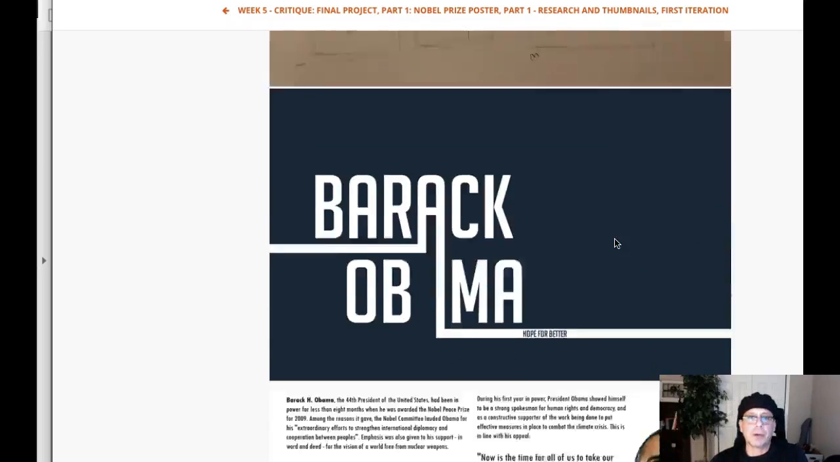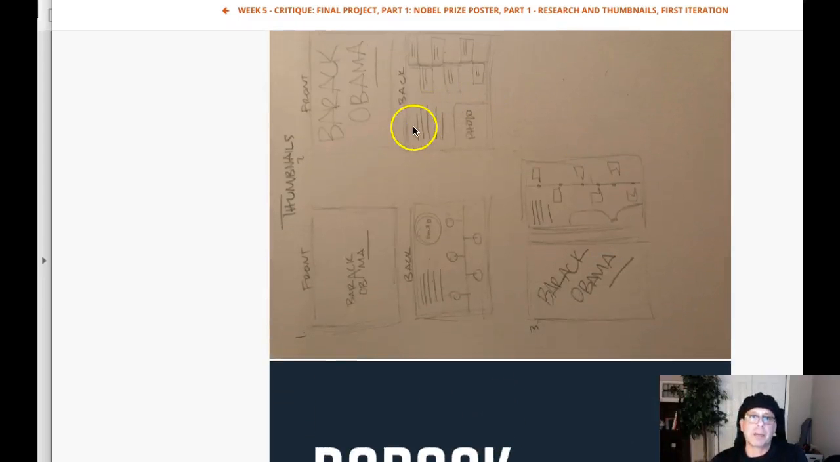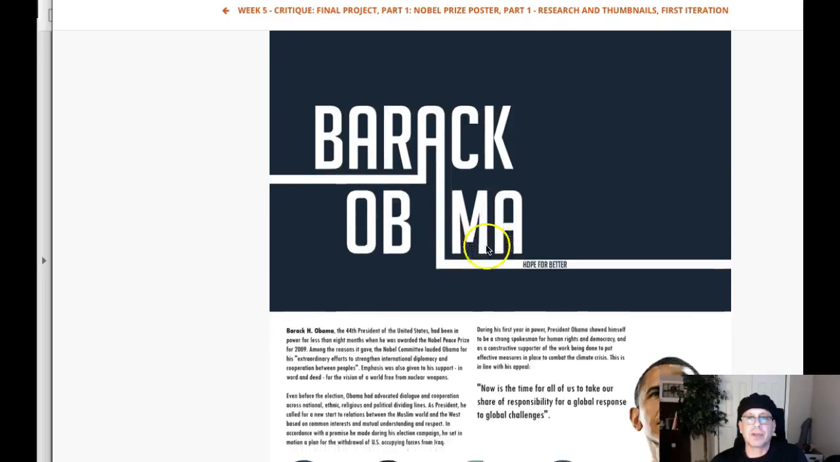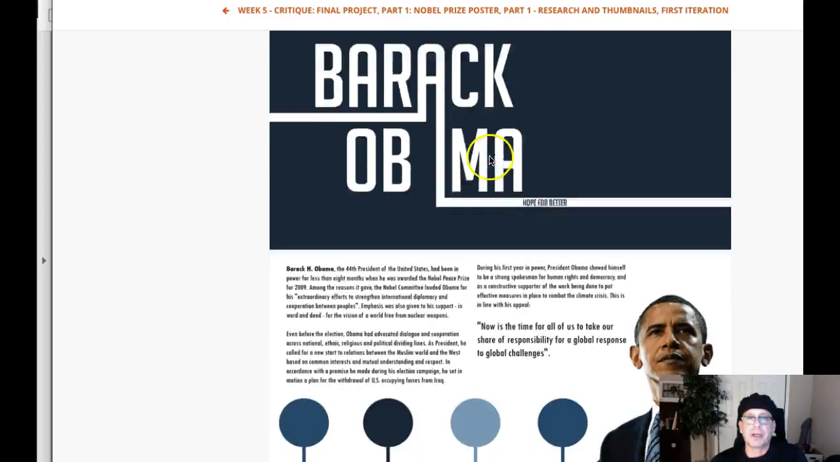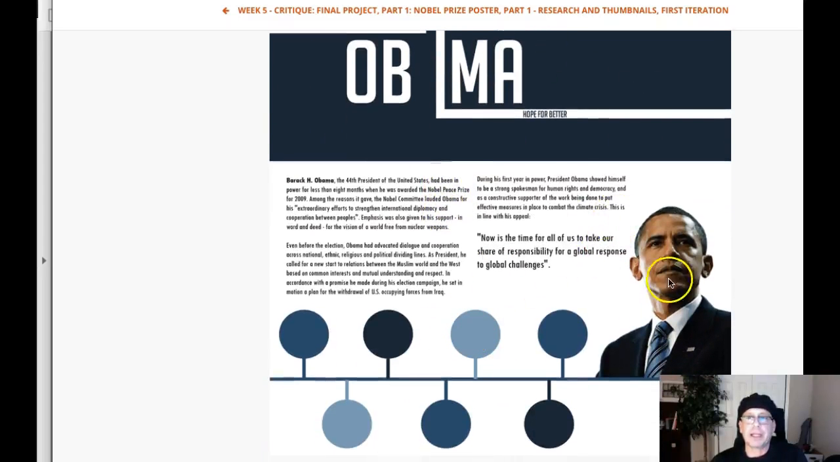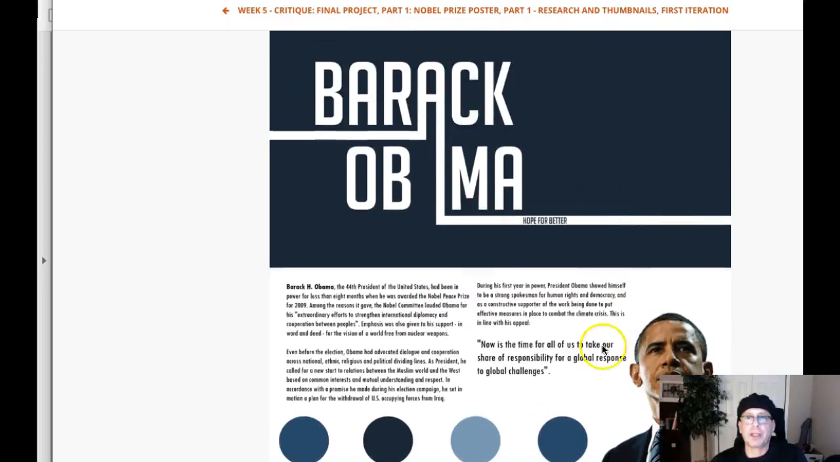Then we'll take a look at that and make your changes for Sunday. Now, let's take a look at what we have here. You've got basically three sketches. I'm not seeing a whole lot of conceptual tie between the front and the back. In other words, here's your front, then here's the back, but there's no conceptual tie between the front and the back of the poster.